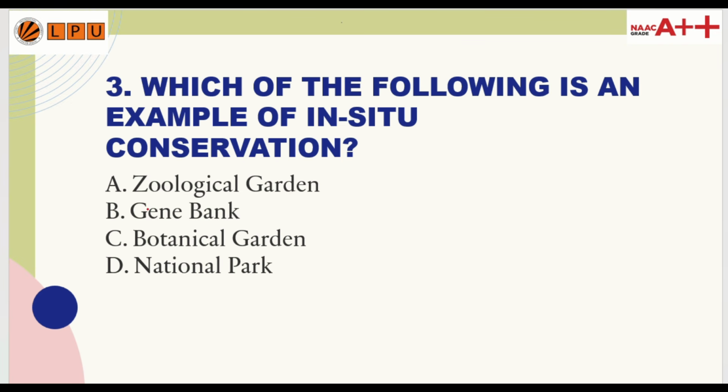Question number 3. Which of the following is an example of in-situ conservation? Option A Zoological Garden, option B Gene Bank, option C Botanical Garden, option D National Park. The correct answer is option number D National Park.